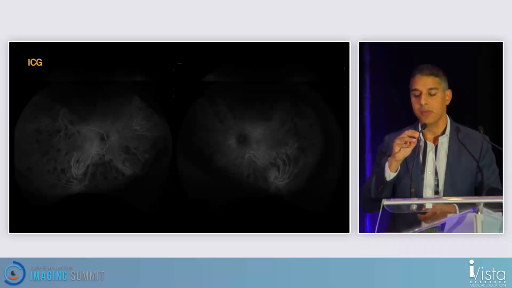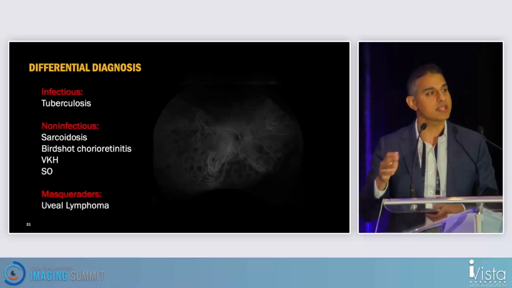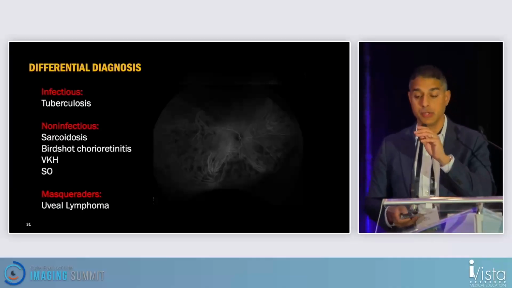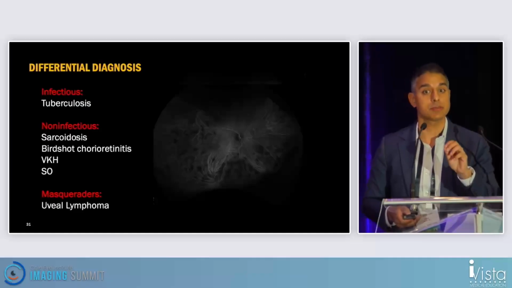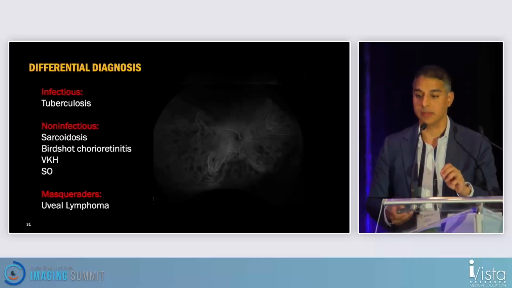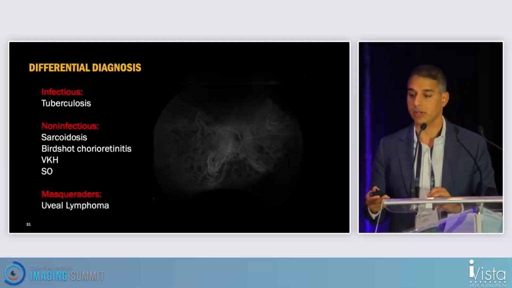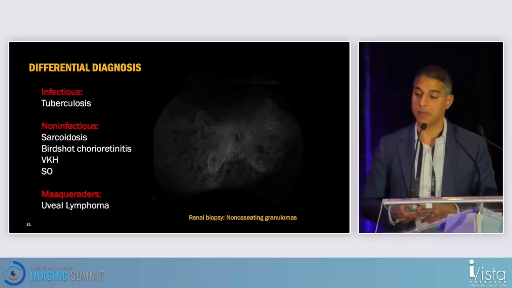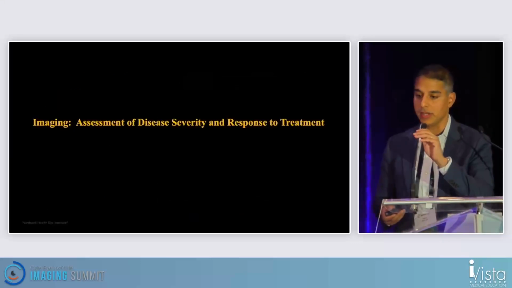So when we think about the differential diagnosis of these hypofluorescent spots, all of a sudden it becomes way smaller. You have infectious tuberculosis, non-infectious sarcoid, birdshot, VKH, SO, and then you have masqueraders like uveal lymphoma. Noticeably not primary vitreoretinal lymphoma. This is a uveal lymphoma potentially on this differential. So this person undergoes a renal biopsy. It shows non-caseating granulomas, and you make a diagnosis of sarcoidosis.